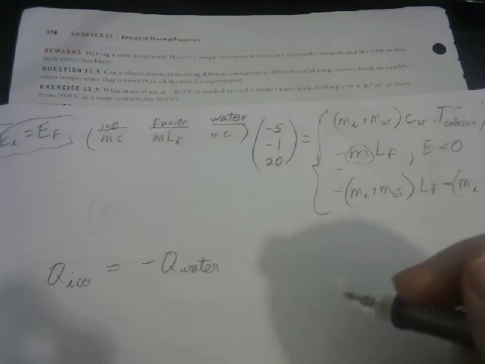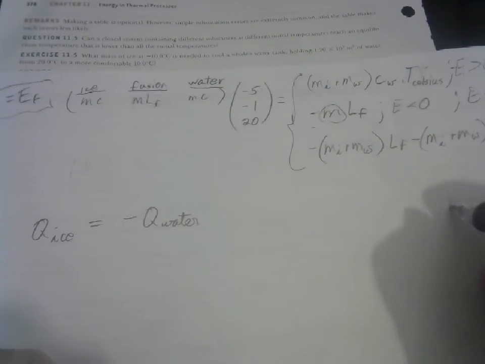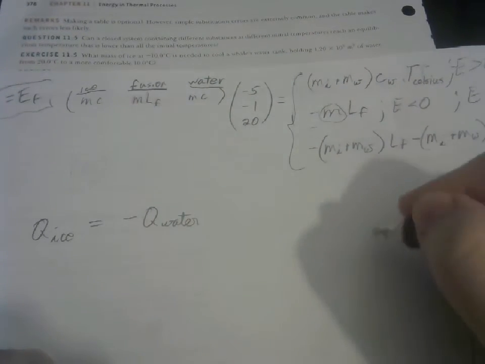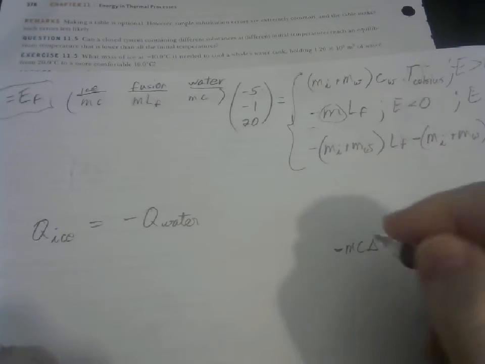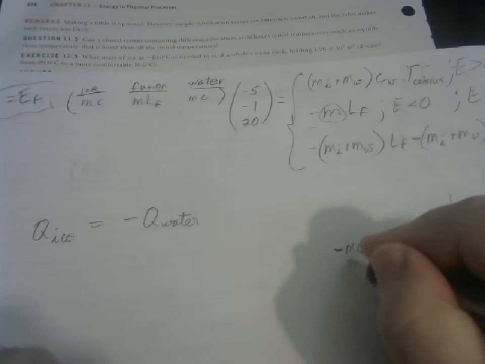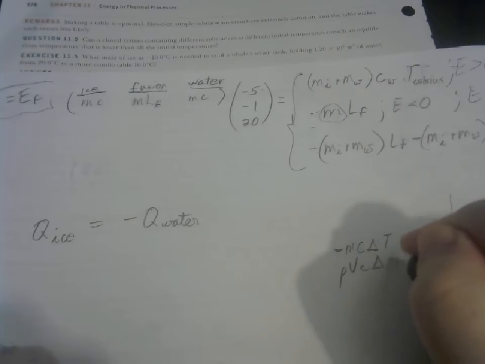In fact, the right-hand side, I'll write it over here. Okay, the right-hand side is negative mc delta T, which is going to be the mass is density times volume times specific heat times delta T.